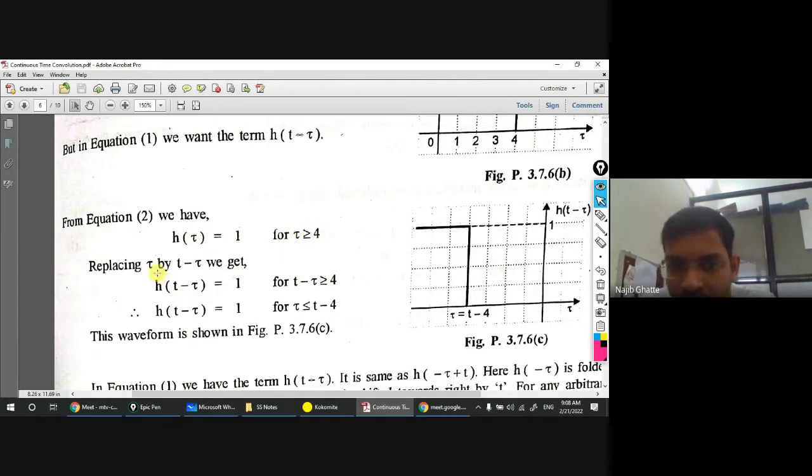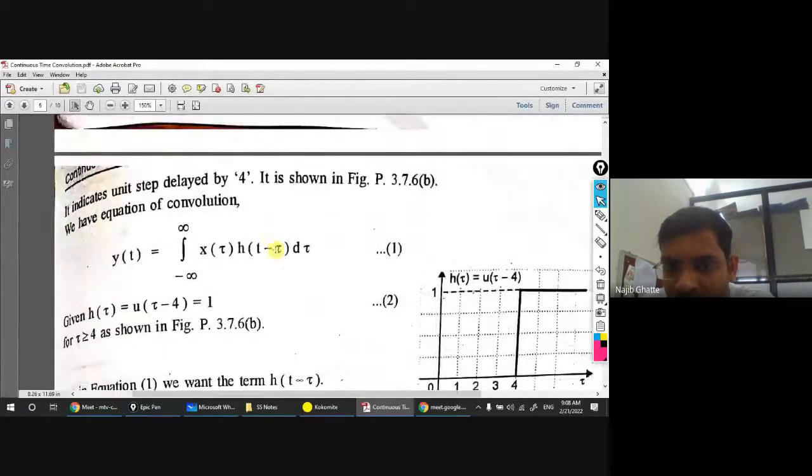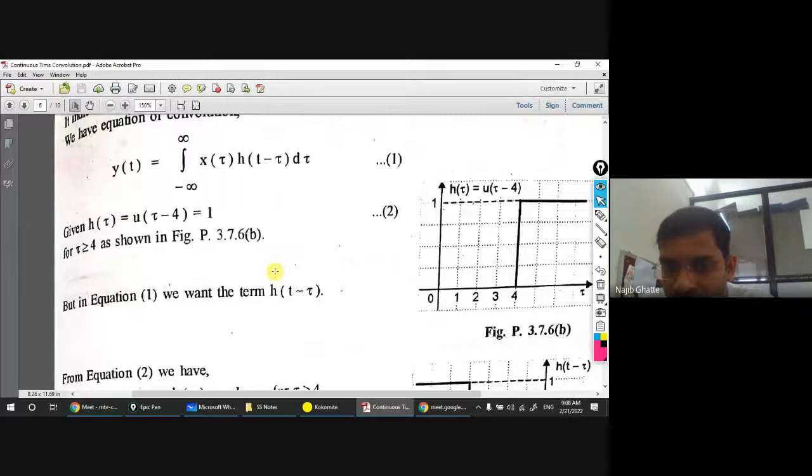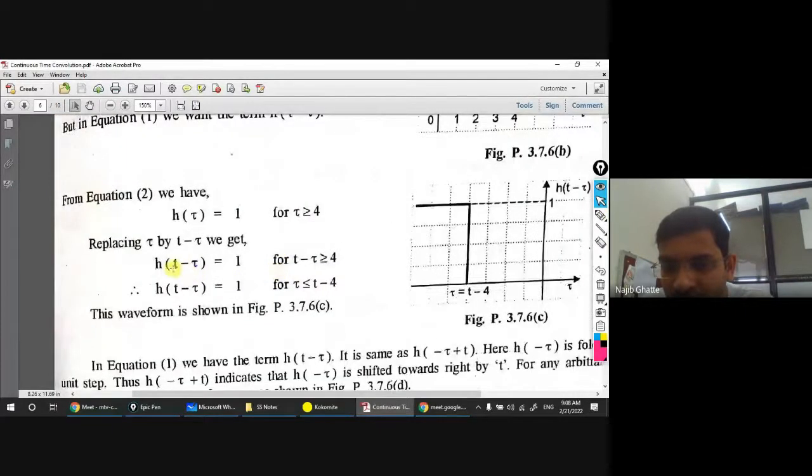Now I simply need to replace tau by t minus tau. अब मुझे रिप्लेस करना है tau को t minus tau के साथ में. क्यों? Because it is the need of the formula of the convolution, like x of tau h of t minus tau. I have replaced t with tau, and I have to replace now h of tau by t minus tau. Okay, so I'll write h of t minus tau.